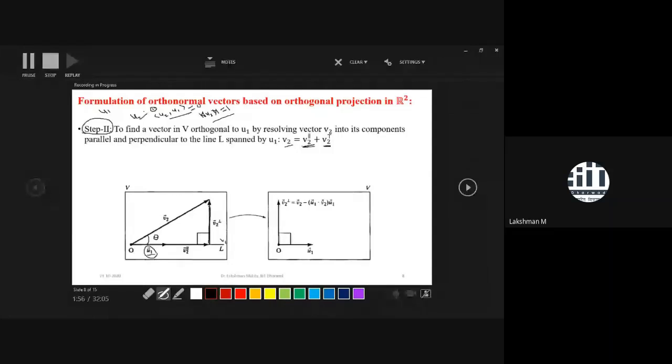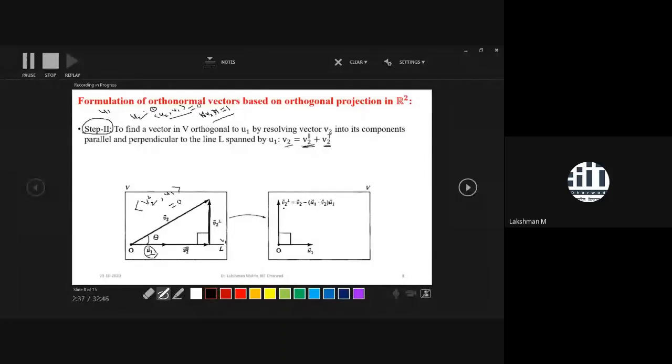So if it is perpendicular to the line, then definitely V2 perp would also be perpendicular to the unit vector U1. Why? Because U1 is the direction of the line. So we observe, if you try to find the dot product between V2 perp and U1, remember, not between U1 and V2, then definitely the dot product would be 0. Why? Because from the geometry also, V2 perp is perpendicular to U1. So that's the way we got a perpendicular.